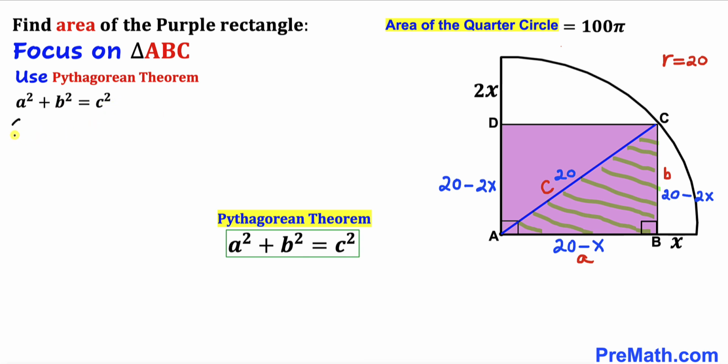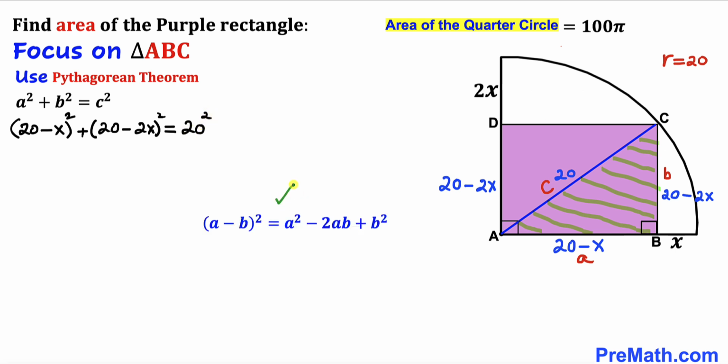A in our case is (20 minus x) whole square, plus b in our case is (20 minus 2x) whole square, equal to c in our case is 20 whole square. And now let's recall this famous identity: (a minus b) whole square could be written as a square minus 2ab plus b square. We are going to apply it on these two binomials.